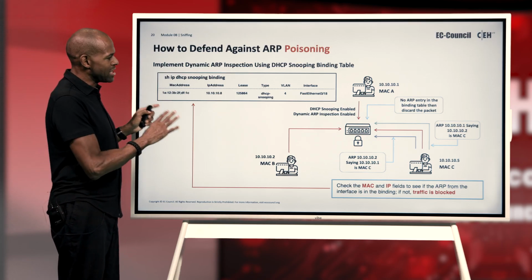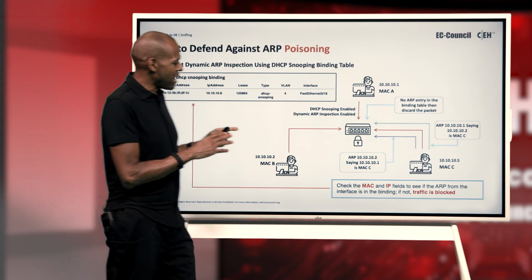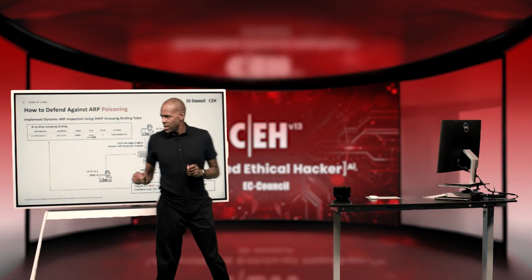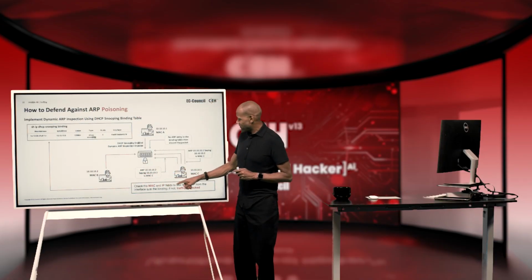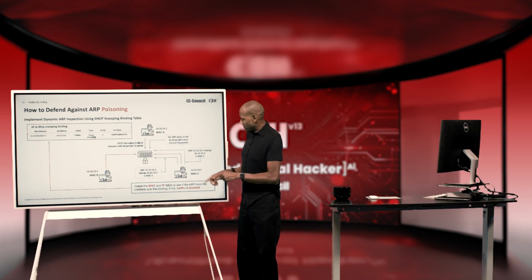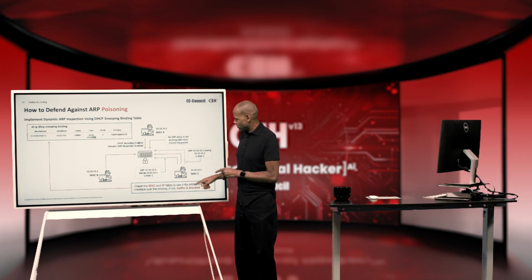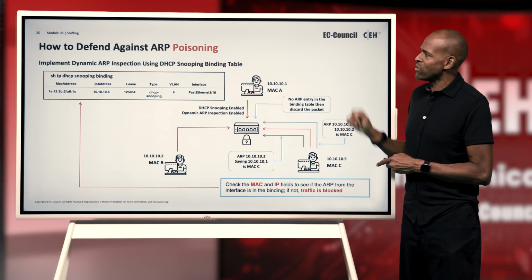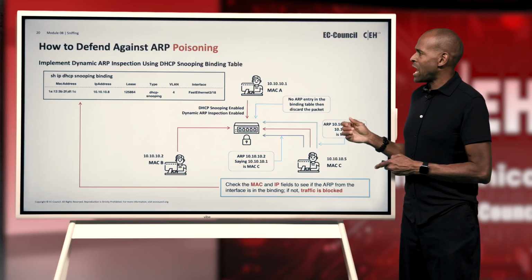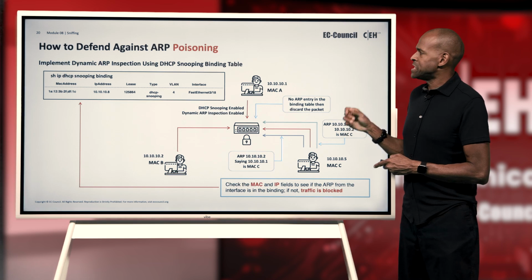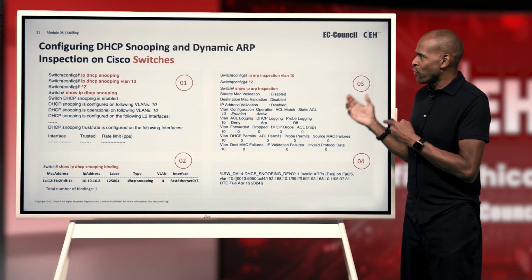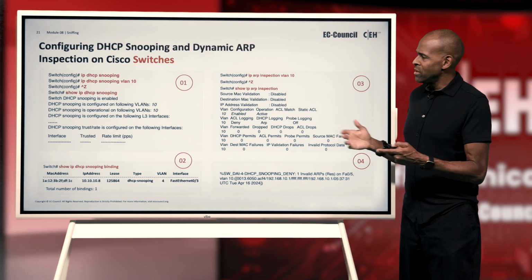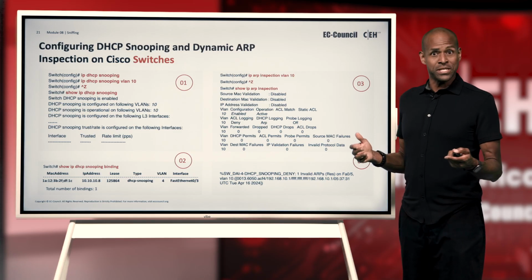And so if that is good, we check that. We want to make sure, as we see down here, that the MAC and the IP fields are good, right? The ARP interface is bound correctly. The rest is going to be blocked. So that's the first thing we want to do, which is IP DHCP snooping binding. And the rest of that, we have several other Cisco commands. And by the way, we're doing Cisco.